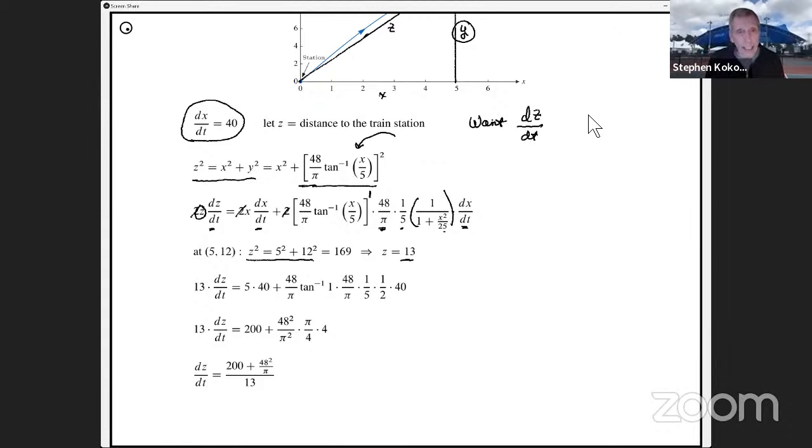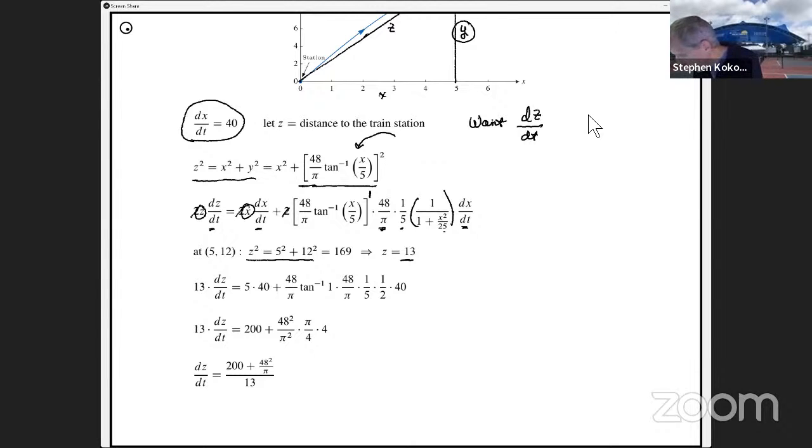And now I'm going to plug everything in. I've got a value for z. I've got a value for x, that's in my equation up here. And I know dx/dt at this instant, that's 40. So I'm going to plug everything in here and see if this works, okay?